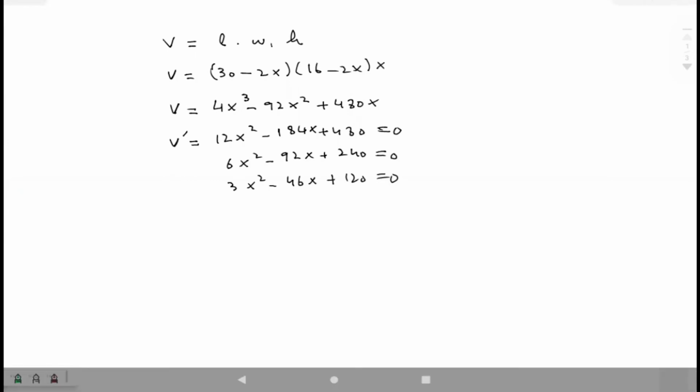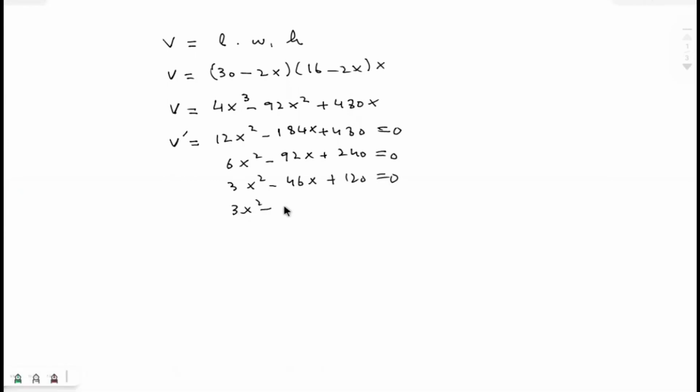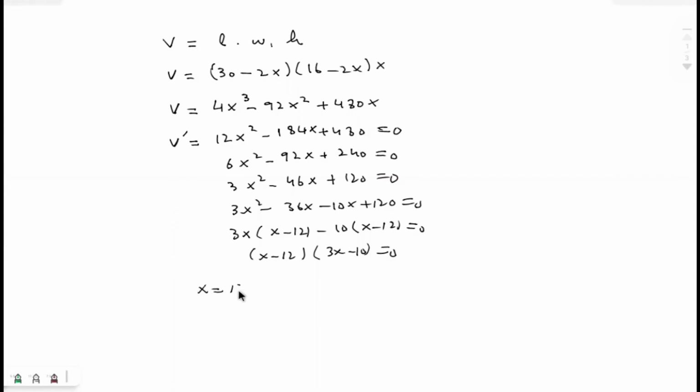We can factor it out. This is 3x squared minus 36x minus 10x plus 120 equal to 0. And this gives me, you check, 3x factor out, x minus 12, and then if you take 10 factor out, it will be x minus 12 as well. So it has x minus 12 and 3x minus 10 equal to 0. Meaning we have two roots, one x equal to 12, and the other is 3x minus 10 equal to 0, or x is equal to 10 by 3.